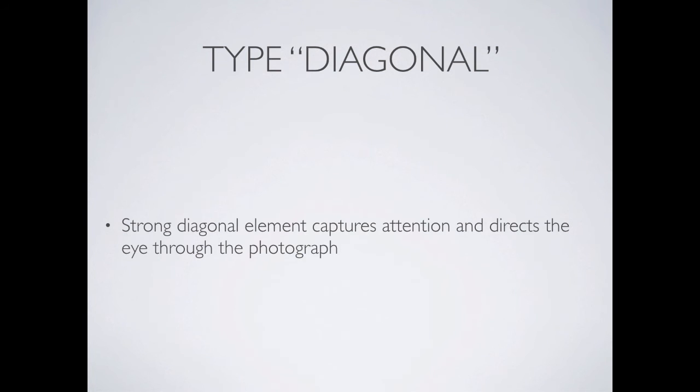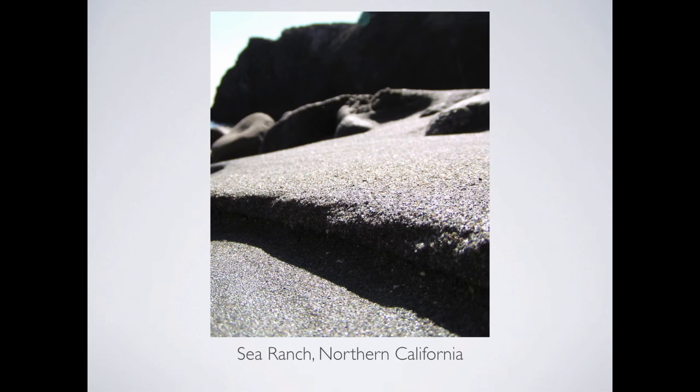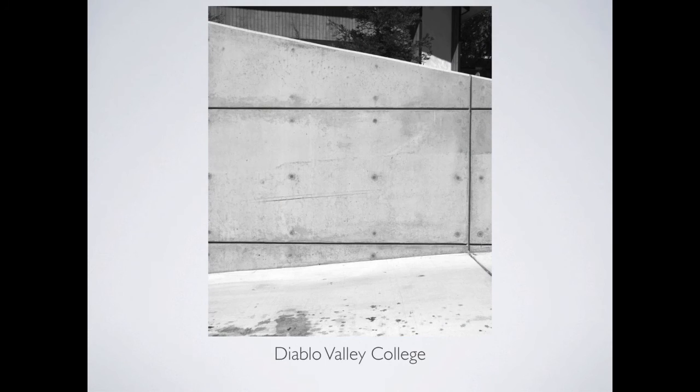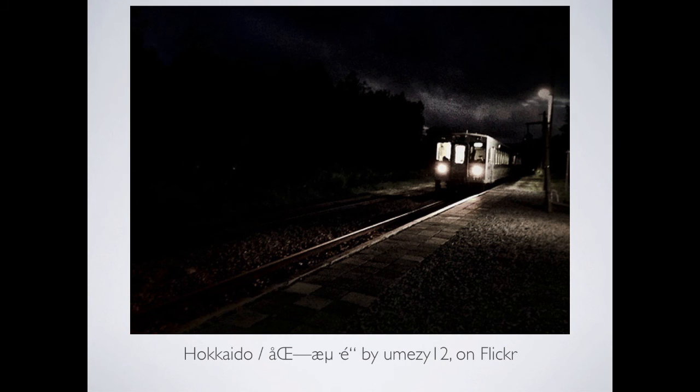Diagonal. We have a strong diagonal element that's captured in the image. This works really well with perspective. In this case, it's a macro shot of sand up at Sea Ranch. Does this look familiar? It's the book drop, but there are some pretty strong diagonals as part of this composition. Another example here of a strong diagonal perspective, that sort of thing.